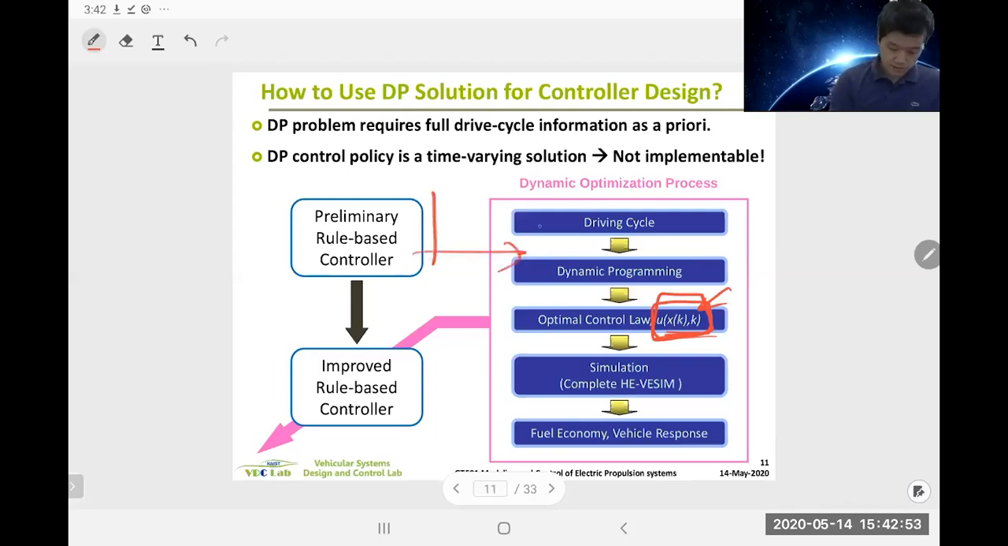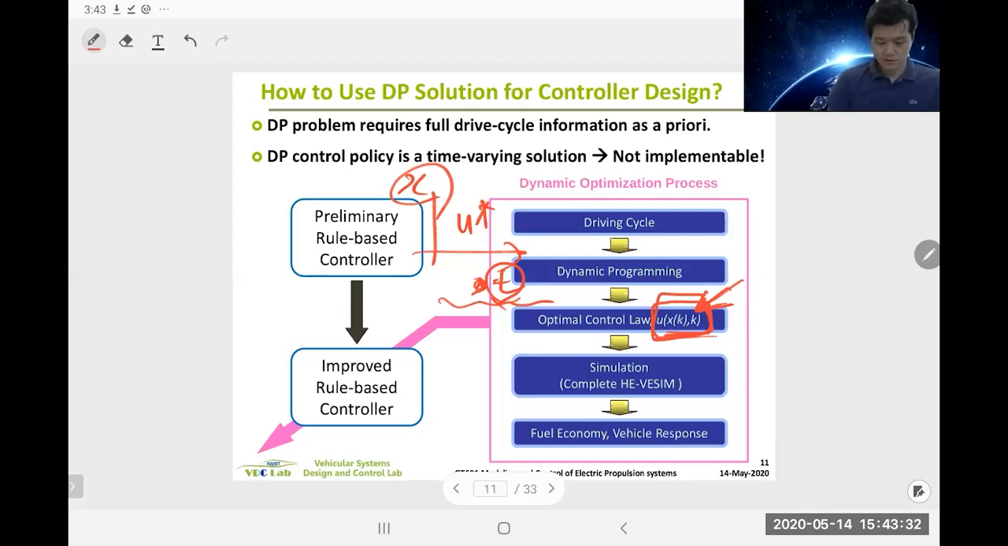Remember, stage, so time, and x. So the DP solution is a function of x and t, or stage. And that's exactly what this is, right? So U star, okay? But because this is a function of k, we can't use it as a controller, a real-time controller.